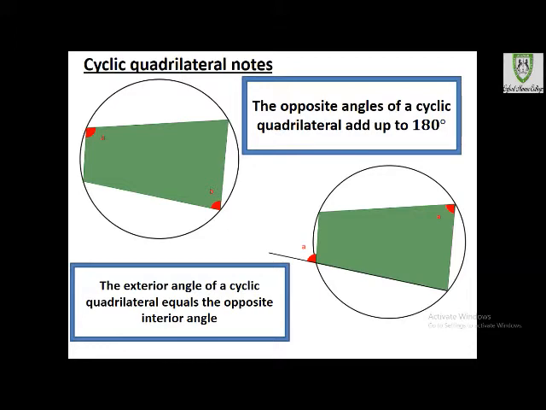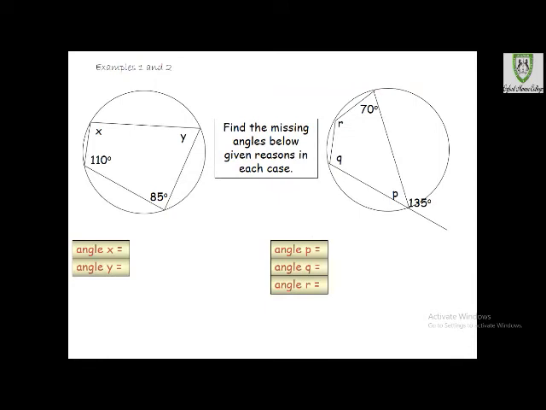Cyclic quadrilateral note. The opposite angles of a cyclic quadrilateral add up to 180 degrees. Angle A plus B add up to 180 degrees. And the second theorem, the exterior angle of a cyclic quadrilateral equals the opposite interior angle. And the second circle, angle A inside is the same thing as angle A outside, the exterior opposite. And these are worked example 1 and 2.